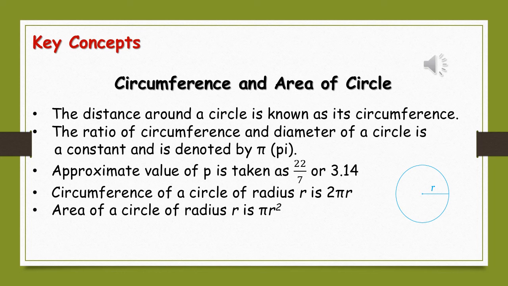Remember that. The formula for the circumference of a circle having radius r is 2 into pi into r, where the value of pi is 22/7. And the formula for the area of a circle having radius r is pi r square. So, in this exercise we are learning these two formulae.